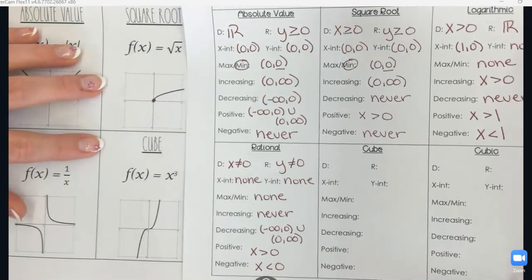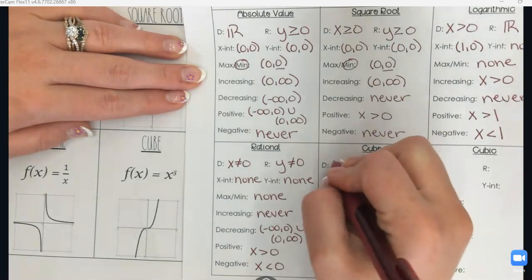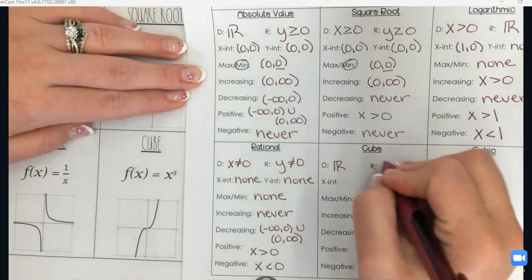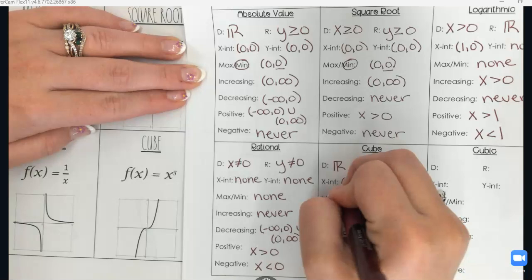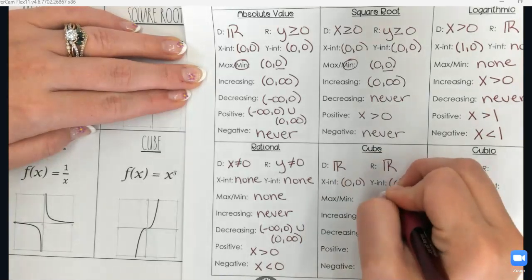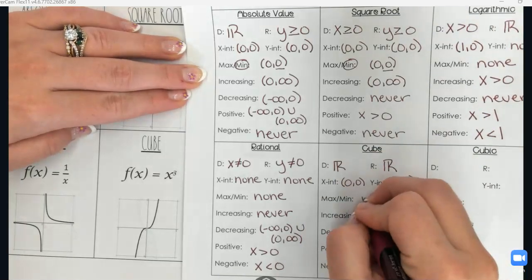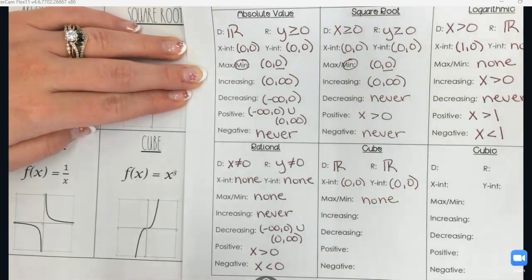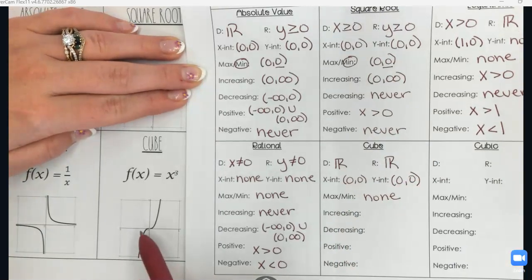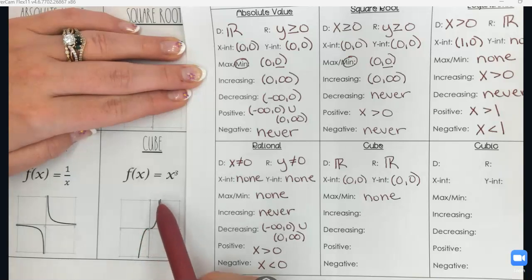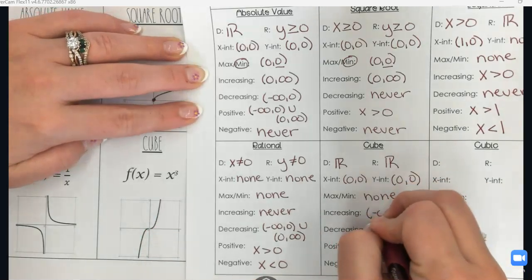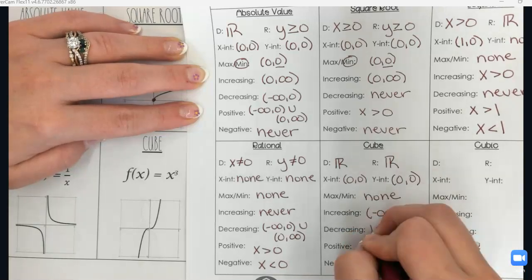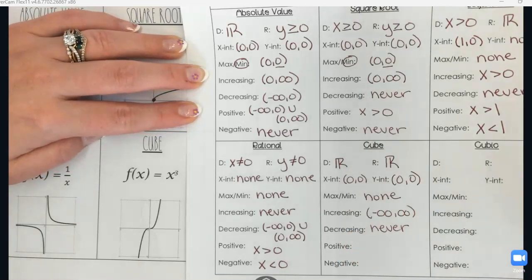Moving on to cube, my domain is all real numbers, along with my range. Handy dandy origin for our x and y intercepts. We don't have a maximum or a minimum. And then as I'm going from left to right, I'm walking uphill. I have a point of inflection, but then I continue walking uphill. So this is actually increasing everywhere, and it's never decreasing.